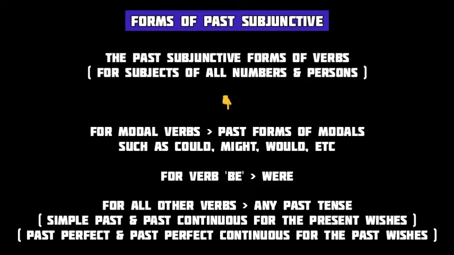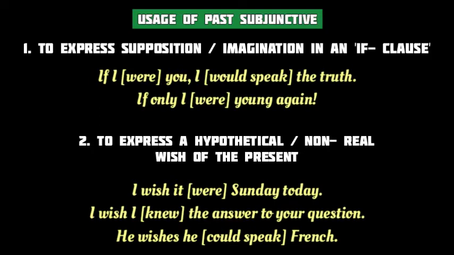We also know that the past subjunctive expresses unreality or supposition. So for the present unreality or supposition, simple past or past continuous tense is used, while for the past unreality or supposition, the past perfect or past perfect continuous tense is used in the past subjunctive mood. Now see the various uses of the past subjunctive mood.